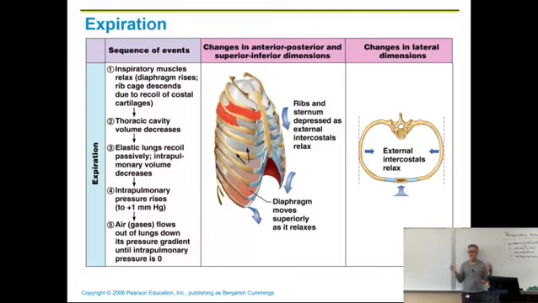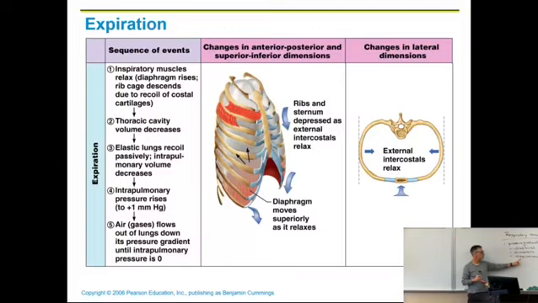So when the walls come in, when those muscles relax, the pressure is going to go up. Once the pressure inside of the lungs, intrapulmonary pressure, is higher than atmospheric, now we have a gradient the opposite way. So it's high here in the lungs relative to low out here, and it's going to leave the lungs instead. So we're generating that pressure gradient.